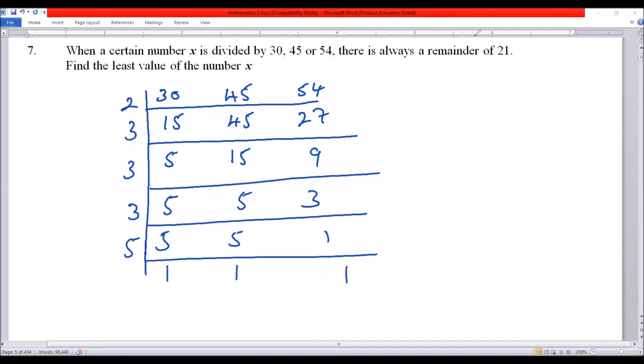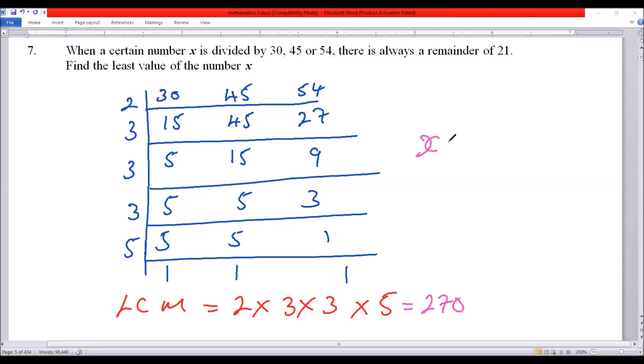So our LCM now is equals to 2 multiplied by 3 multiplied by 3 multiplied by 5, just like the one we got in the other method. And when you multiply that, you should get 270. So it means that our number is equals to 270 plus 21, and this will give you 291. And that is the alternative method that you can use to work out that question.